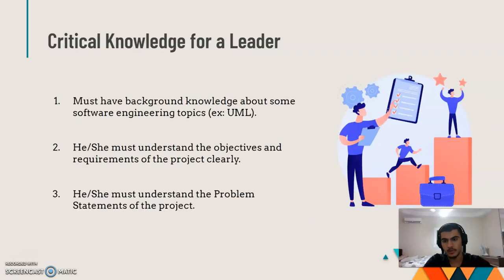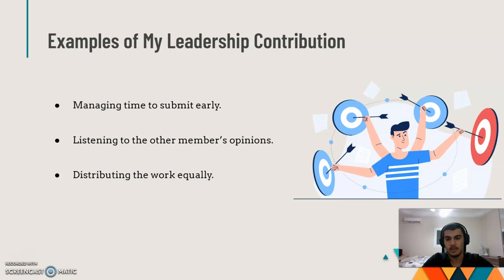Then you have the critical knowledge of a leader. Number 1, he or she must have background knowledge about some software engineering topics such as UML. Number 2, he or she must understand the objectives and the requirements of the project clearly. Number 3, he or she must understand the problem statement of the project and why the project needs to be developed. Then you have the examples of my leadership contribution.